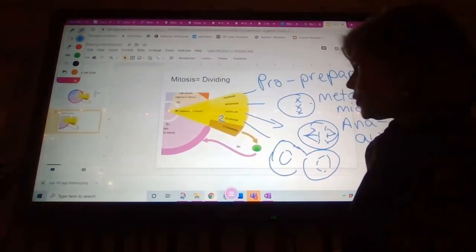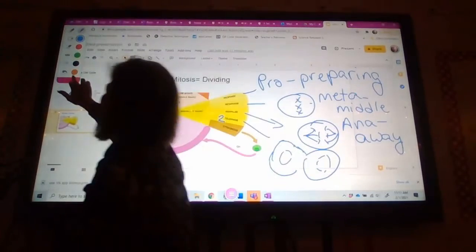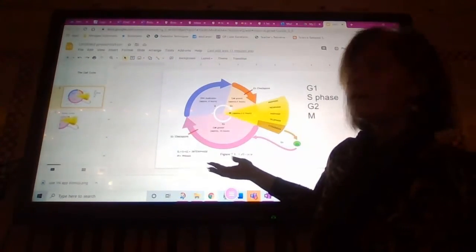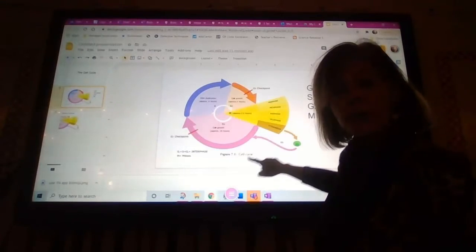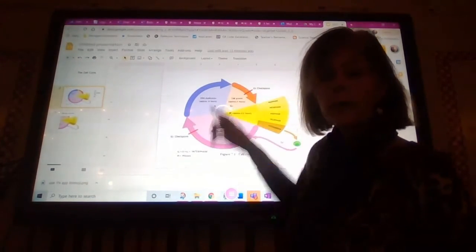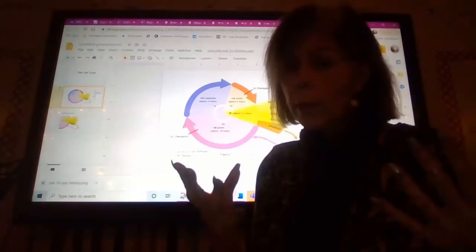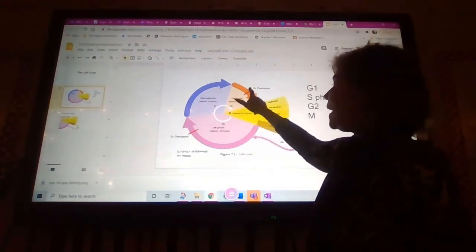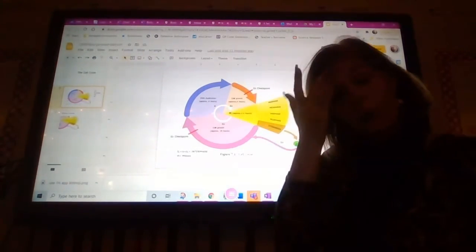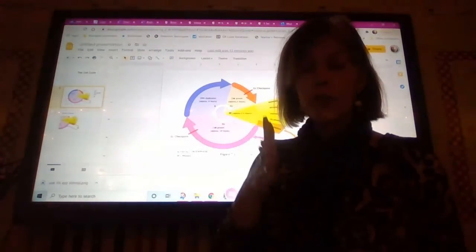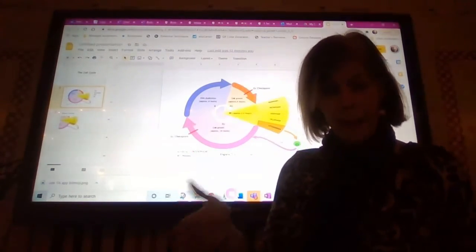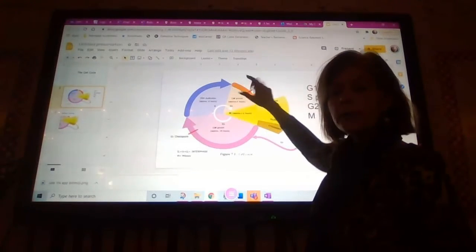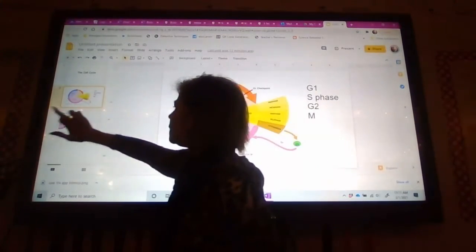Okay? So just to recap, this is the life cycle of a cell. The cell spends most of its life in interphase, doing its cell job. And it has checkpoints. Before it moves to the next stage, there are checkpoints it has to pass to move on. So this is interphase. Then zooming in on mitosis.